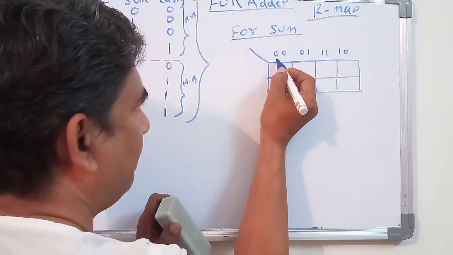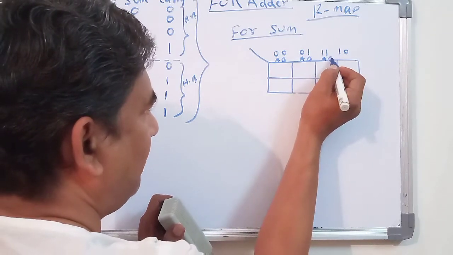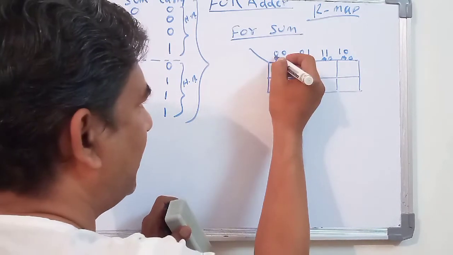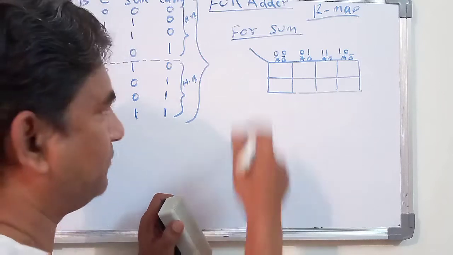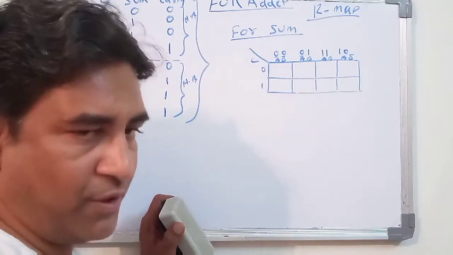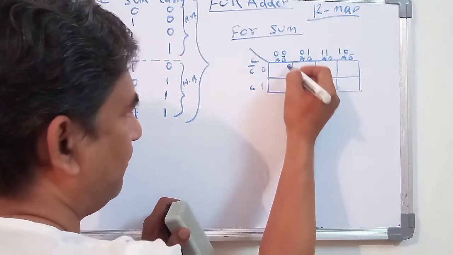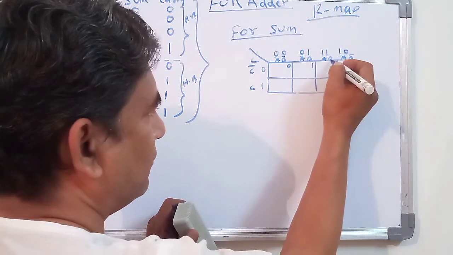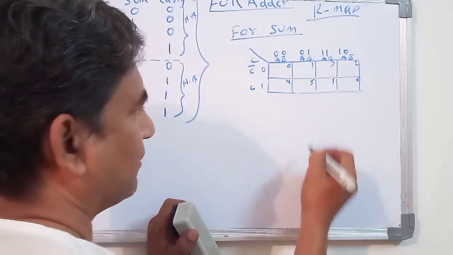Here the 0 value is going to be considered as A bar and B bar, where there is a 0 you consider it as a bar. Okay students, then here it is C, starting with 0 and ending with 1, so here it is C bar and C. Now you put 0 as 0, 0 1 is 1, 1 1 is 3, 1 0 is 2, so 0, 1, 2 and 3, then 4, 5, 6 and 7.